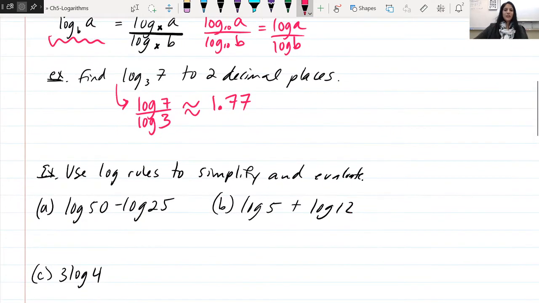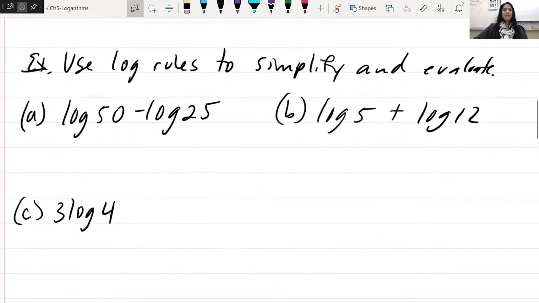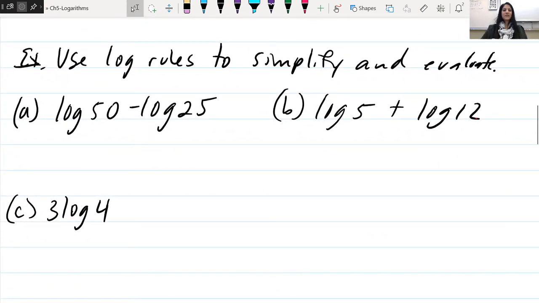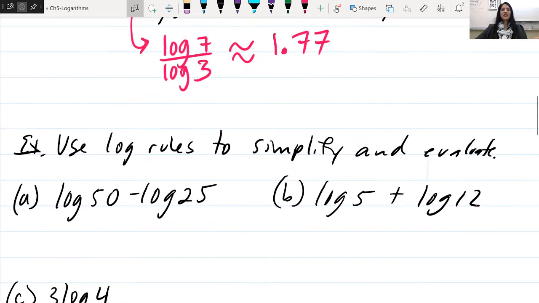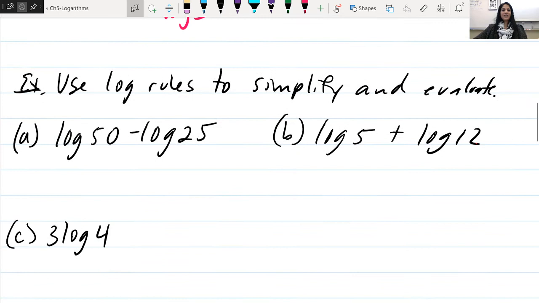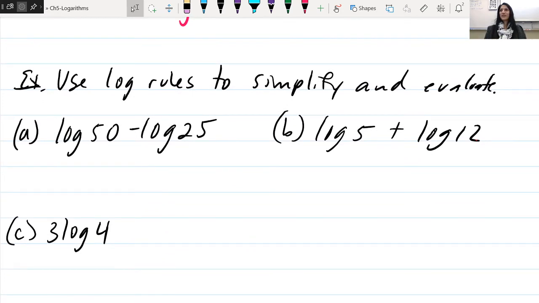Okay. Use log rules to simplify and evaluate. I want you to take a few minutes to try this on your own, because here's your chance to see if you actually understood and retained those rules we just went through.